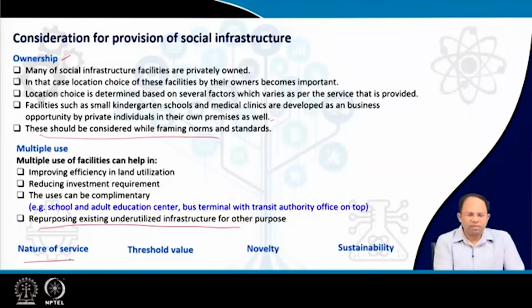Then the nature of the service, this is of course very, very important. The threshold value, if there are threshold values determined for that kind of service, like in case of a fire tender, within what time I have to reach a particular location, that kind of thresholds. The novelty of that service and the sustainability of that service. All this will determine how that service has to be provided in an urban area, right? So accordingly we will decide how many of those services, where to provide them, and so on. So these are some of the basic properties of provision for social infrastructure in urban areas.